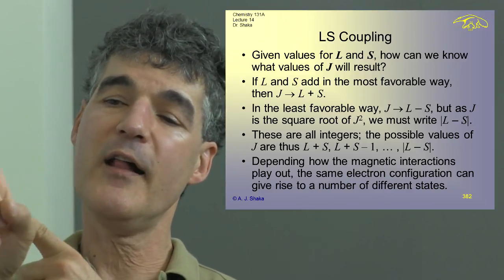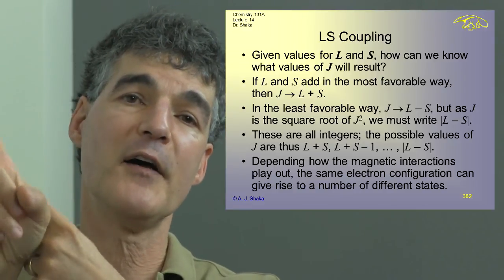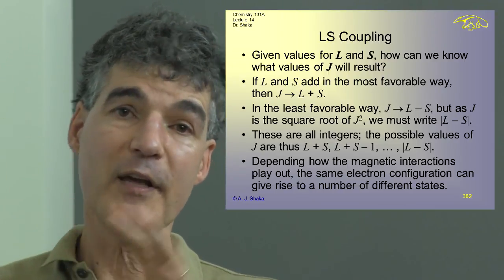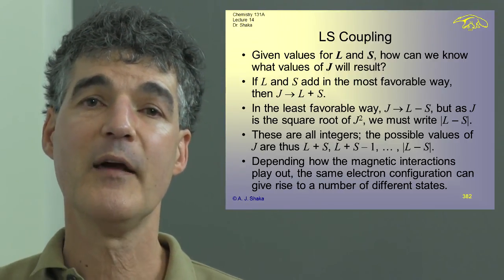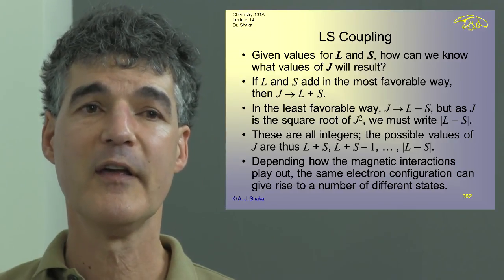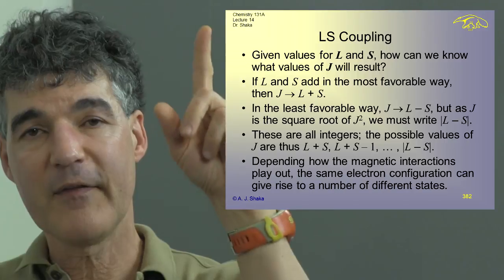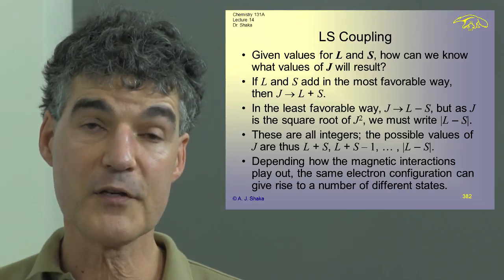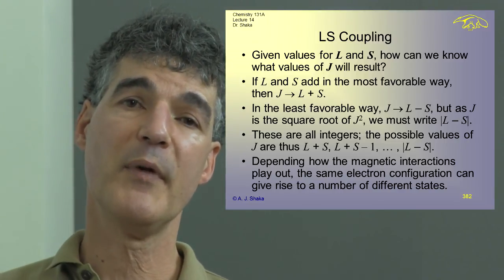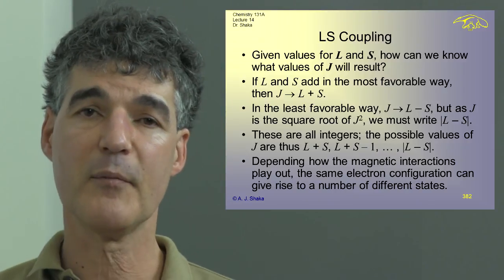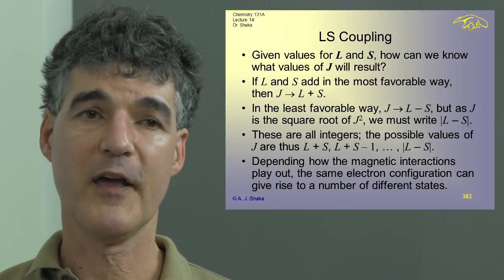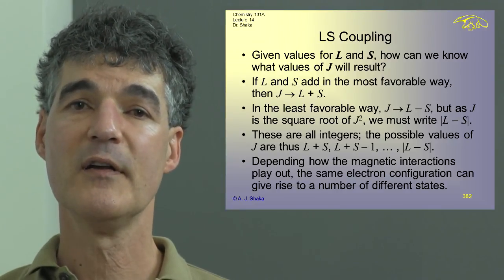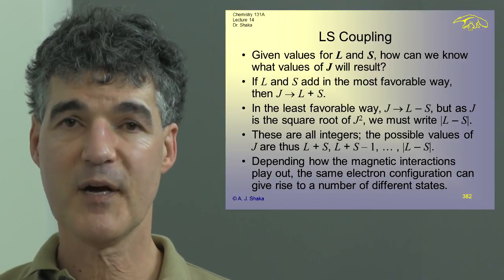So if L and S happen to align, that's the maximum value of J, L plus S. And then if they don't, then we decrement by 1 quantum, and we have L plus S minus 1 and so forth. And we go down to, again, the absolute value of L minus S, because we don't know whether L or S is bigger, but we know that J, referring to the square root of the square of the angular momentum, if you like, has to be a positive thing, and so we can't have anything go negative. And therefore, we get another Clebsch-Gordan series, L plus S minus 1, and so forth.